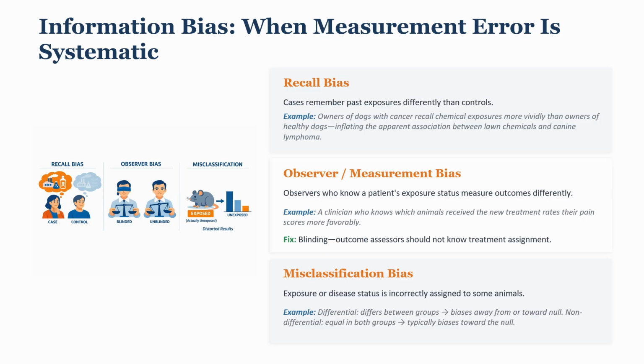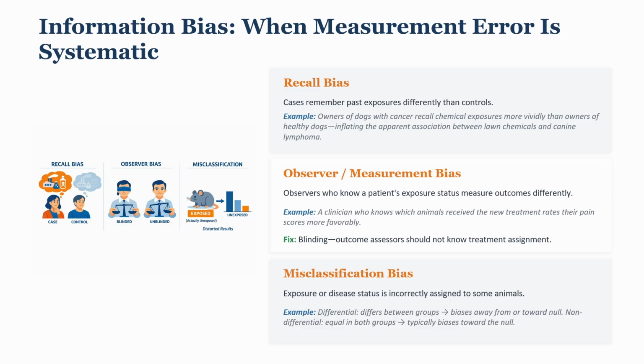Observer or measurement bias occurs when the person measuring the outcome knows the exposure or treatment assignments of the animal being measured, and this knowledge influences their measurement. A clinician who knows which dogs receive the new pain protocol will unconsciously rate their pain scores more favorably. The fix is blinding, separating the outcome assessor from knowledge of treatment assignment. This is why double-blinded trials are the gold standard, and why studies that can't be blinded need to use objective outcome measures where possible.